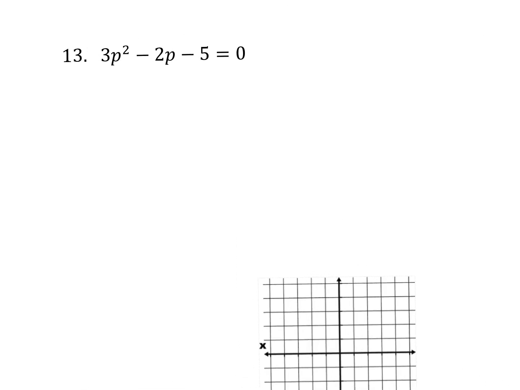On 13, how am I going to find these roots? I got to O2 it. Oh, darn it. I got to O2 it. O-O-T. What do we have to multiply together to be negative 15 and add together to be negative 2?